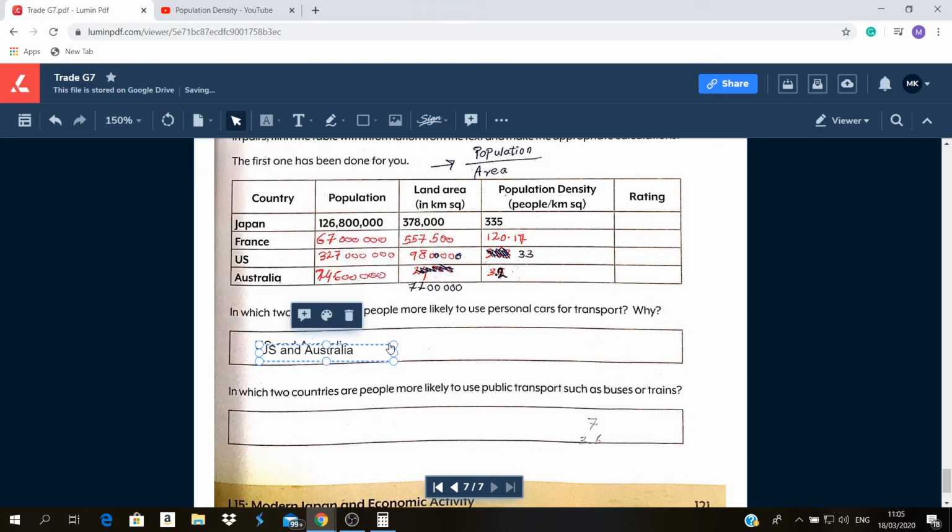What about the two countries where people are going to use public transportation? Public transportation means that those countries have higher density. And of course, everyone knows that in Japan, they are usually dependent on public transportation. This is number one. And see, Japan has the highest population density compared to other countries. And which other country? France.